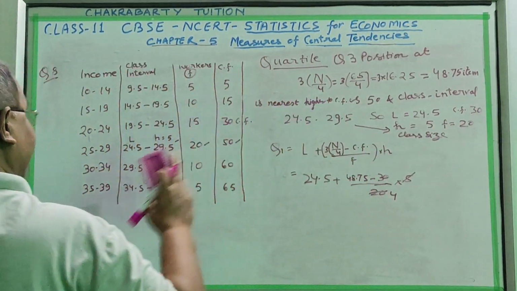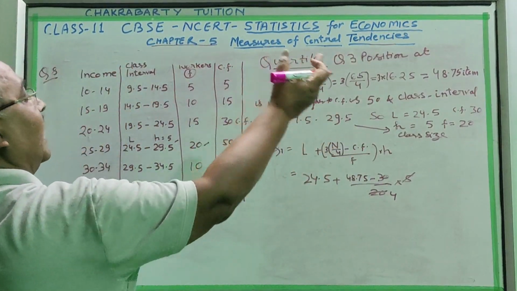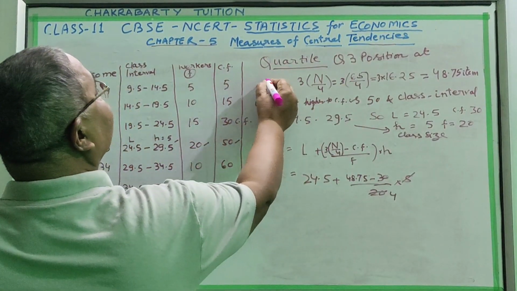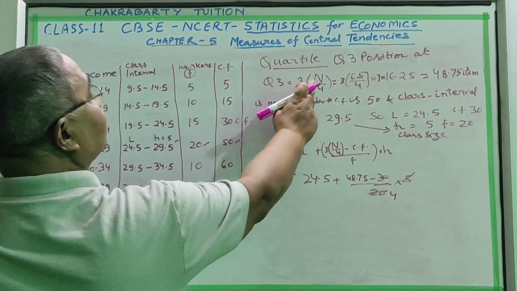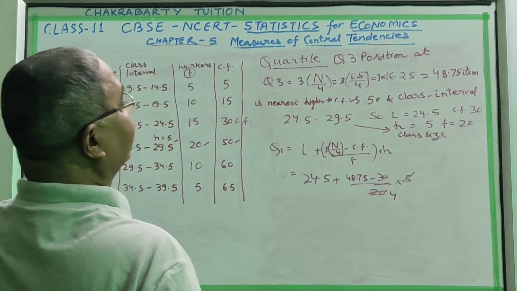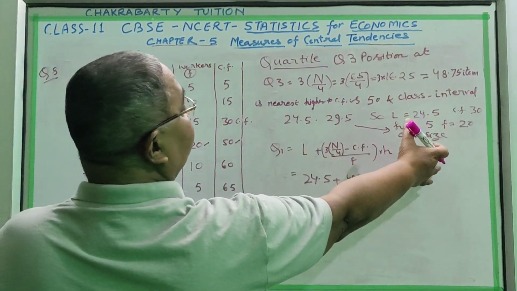Up to here, I think it is clear. Nothing we have changed. Only thing, in the same way like quartile 1 we have found out, Quartile 3, Q3, also we are finding. Q3 is 3 times n upon 4. It is 75%. So likewise, n is 65. In this way we have calculated.